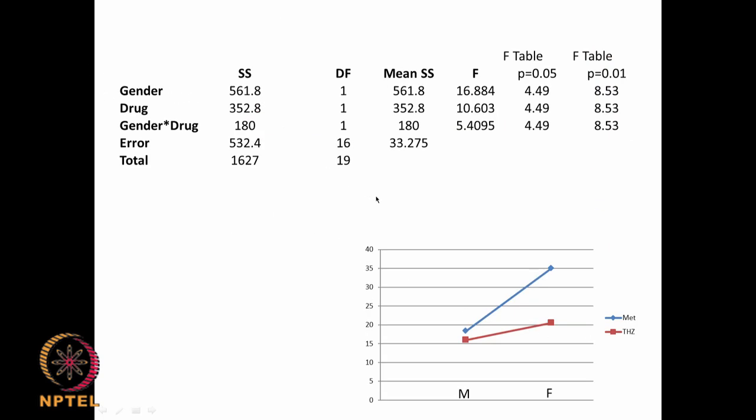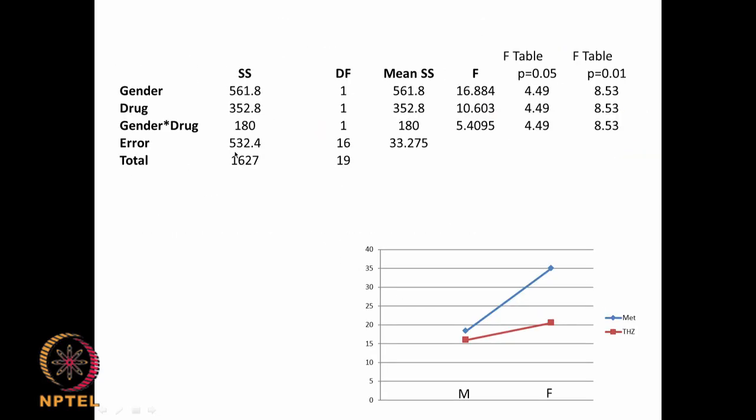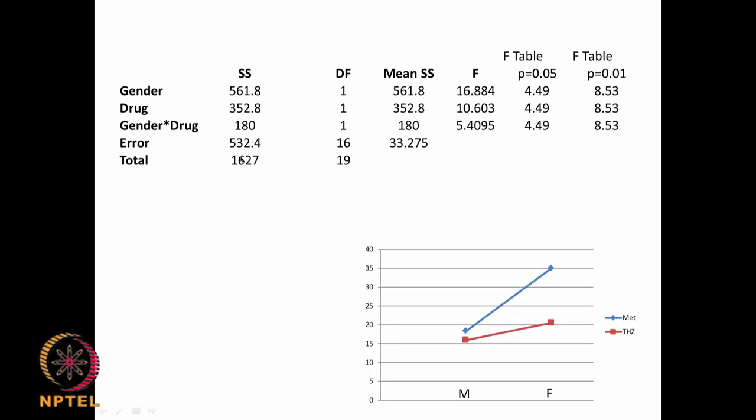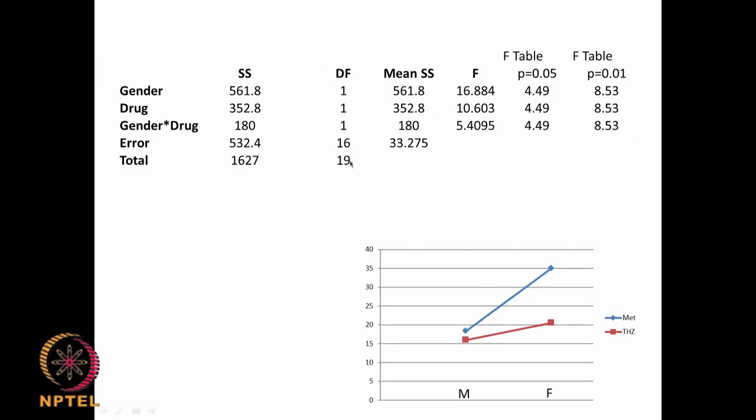So, we have the gender sum of squares 561.8, drug 352.8, total is 1627, 533 is error, and then gender into drug, that is the interaction. You add these terms and subtract from 1627. Now, in total we have 20 data points. So, 20 minus 1 will give you 19 degrees of freedom for total.